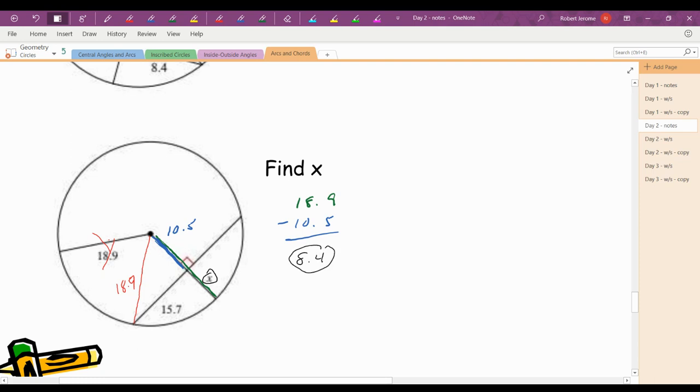So this is combining two previous questions. Pythagorean theorem to find the side of the triangle, and then that is part of the radius. We're looking for the other part. So we had to subtract.